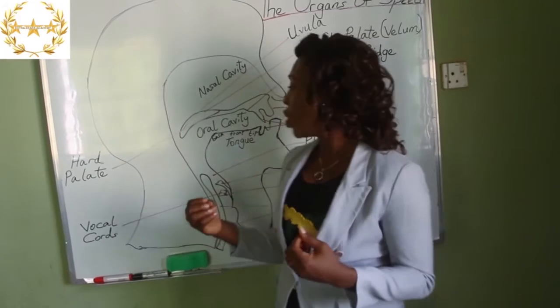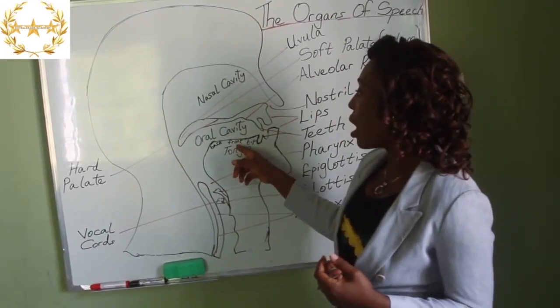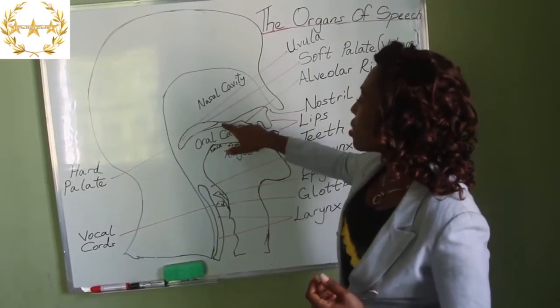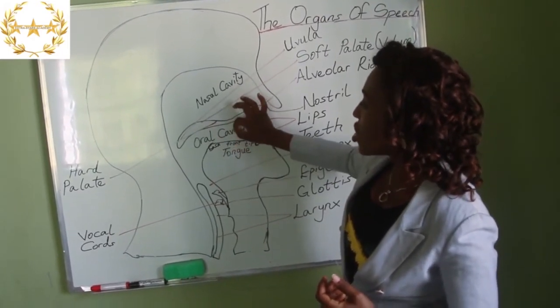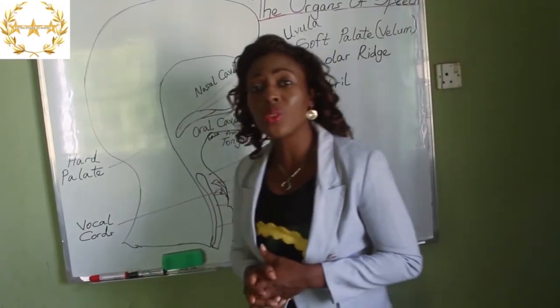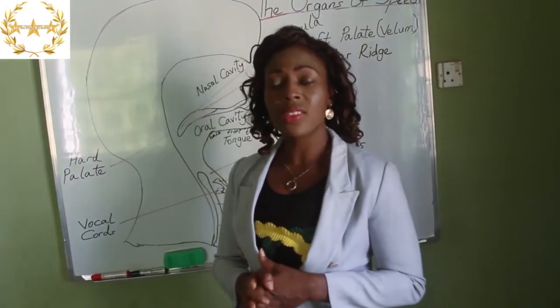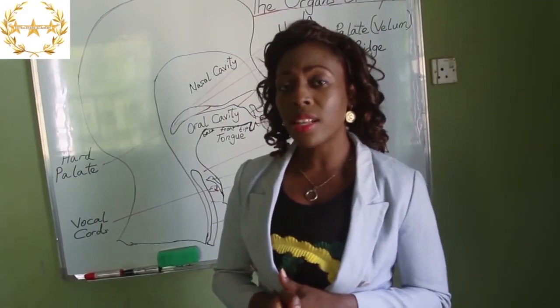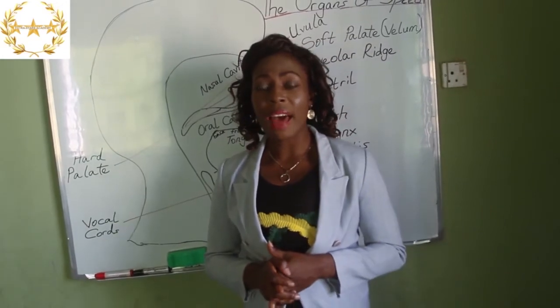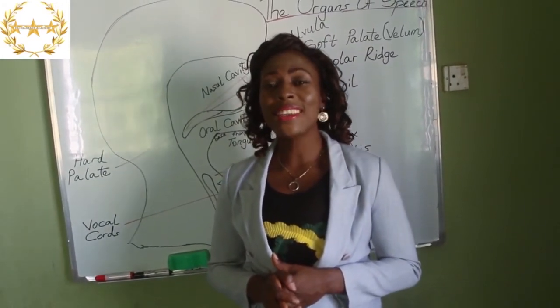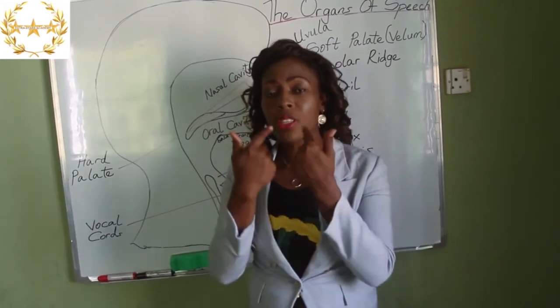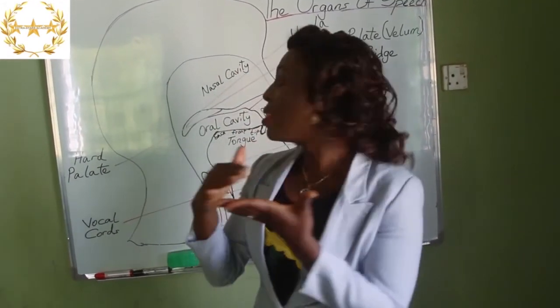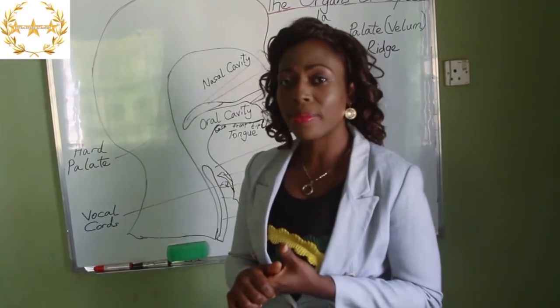Now the sound produced with the front of the tongue making contact with the hard palate is called palatal sound. And we have the sound for letter Y. So Y is a palatal sound because the front of the tongue is pressing the hard palate.